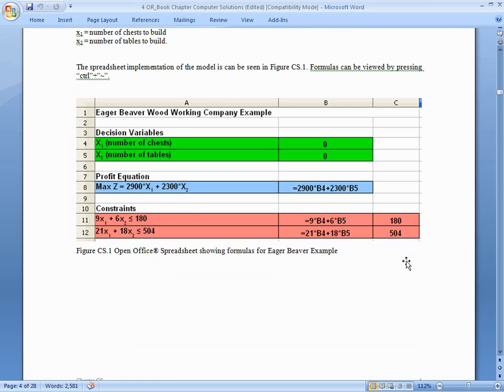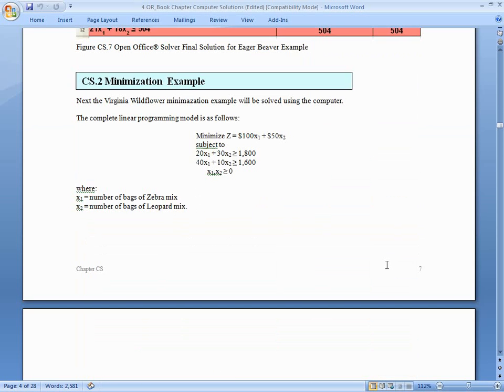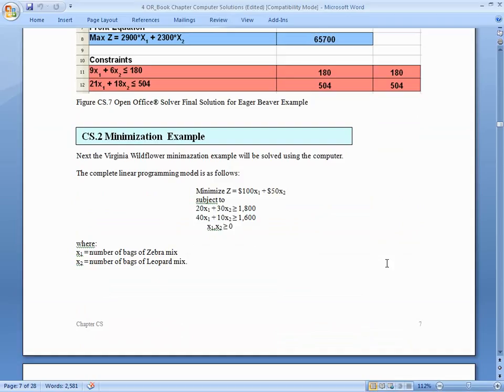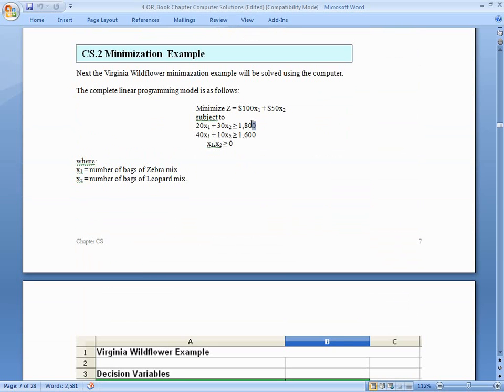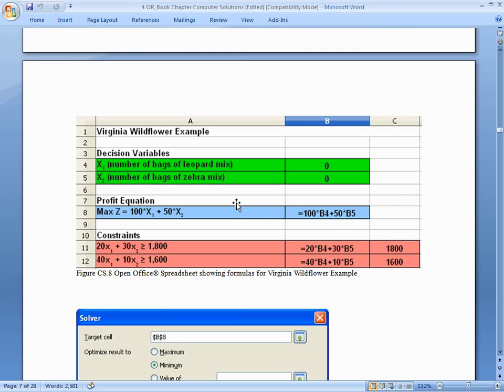Okay, here's the problem I was looking at. The minimization problem. All right? The wildflower example. I think this was in Chapter 1 or Chapter 2. Okay? So the state of Virginia is looking at putting wildflowers on the side of the road. Okay, they have a zebra mix and a leopard mix, and it costs $100 a bag for the zebra mix, $50 a bag for the leopard mix. And I want to make sure that I have at least 1,800 pounds of zebra mix. Is that right? Let me see. I need to go in and look at these problems and see exactly what it's telling me.